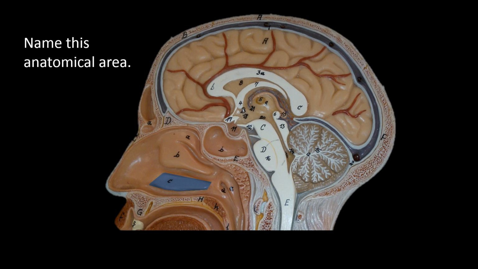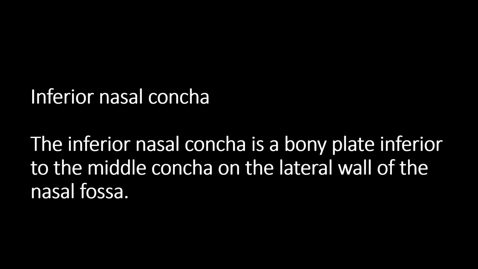Name this anatomical area. Inferior nasal concha. The inferior nasal concha is a bony plate inferior to the middle concha on the lateral wall of the nasal fossa.